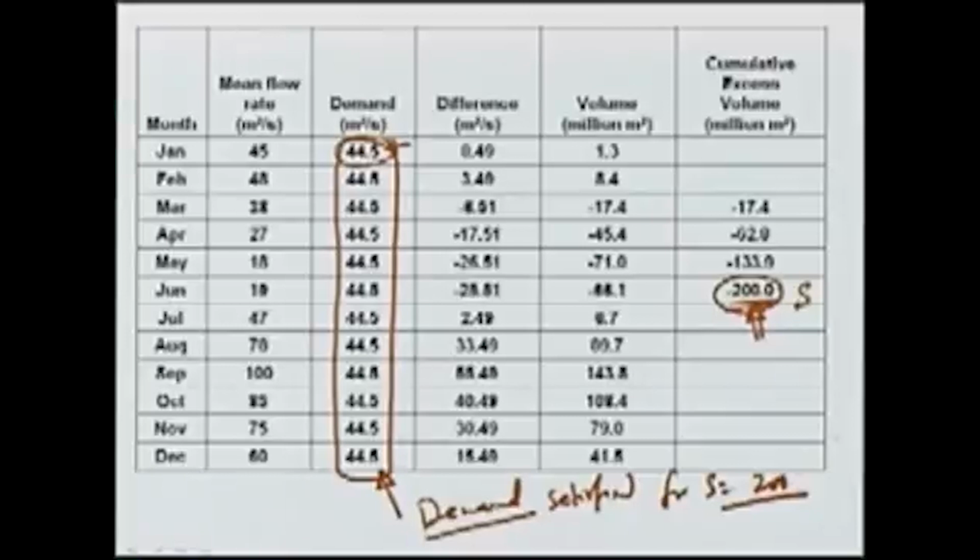So, using these techniques we can determine either what is the storage required for a given demand, or what is the demand which can be satisfied for a given storage. So, we have looked at the problem of finding out the storage for supplying a required rate of water, or we can find out what is the maximum rate which we can supply for a given storage.